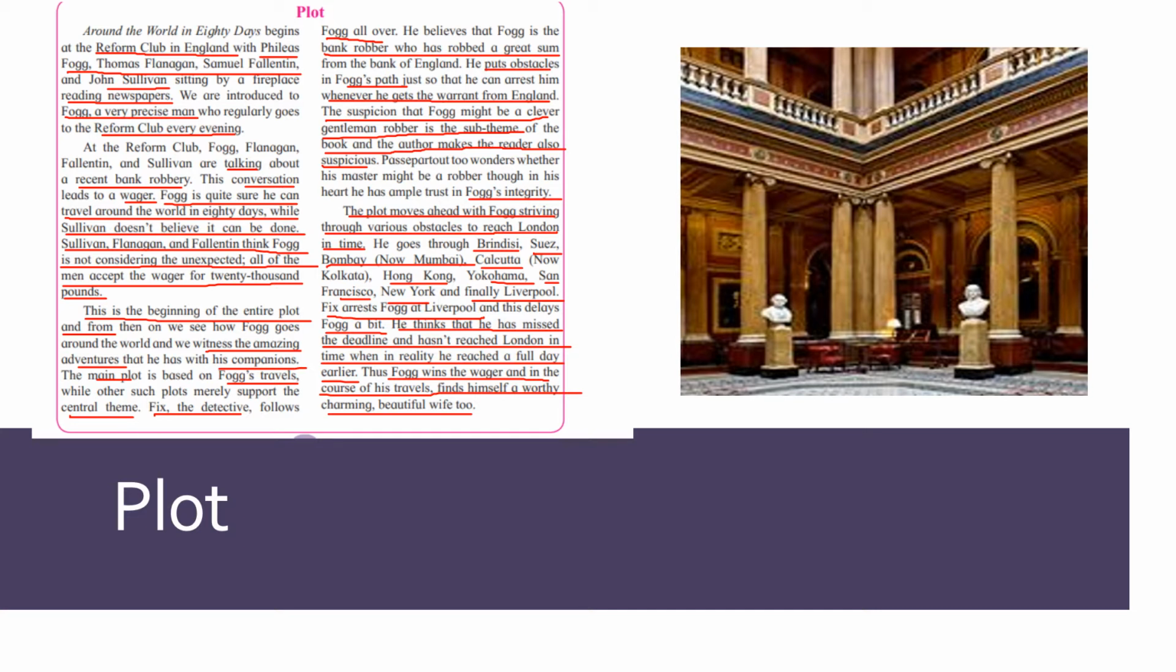Passepartout also wonders whether his master might be the robber, though in his heart he has ample trust in Fogg's integrity. The plot moves ahead with Fogg striving through various obstacles to reach London in time. He goes through Brisbane, Suez, Bombay, Calcutta, Hong Kong, Yokohama, San Francisco, New York, and finally reaches Liverpool, and Fix arrests Fogg at Liverpool and delays Fogg a bit.